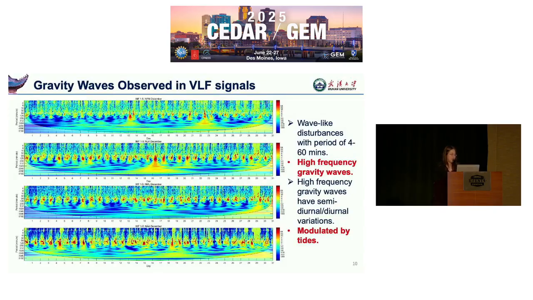And we also analyze some short-term variations as well, like the gravity waves. These are the results we decomposed from the very low frequency signals recorded in Antarctica, and we can see we filter the wave-like disturbances between 4 minutes and 1 hour, and we can see that they also have some semi-diurnal and diurnal variations, which might be related with tides.